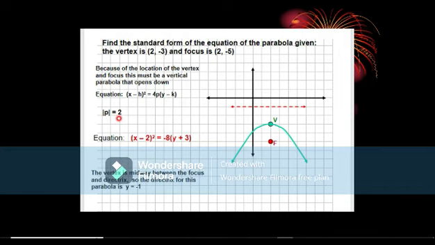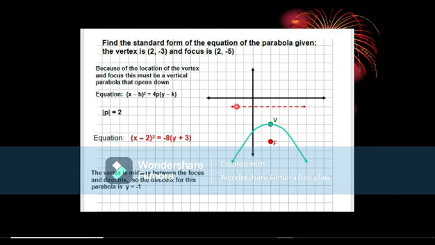The absolute value of p is 2. Now, the equation we have here is x minus 2 quantity squared is equal to negative 8 times y plus 3. You might be asking why negative 8? You have here 4p. And since p is negative 2, because it opens downward, 4 times negative 2 is negative 8. Then y plus 3. So, the vertex is midway between the focus and directrix. So, the directrix for this parabola is y is equal to negative 1.